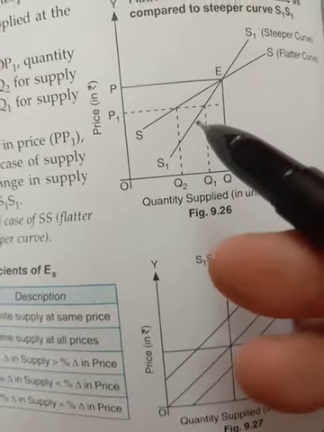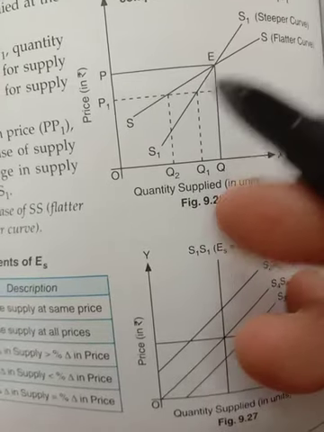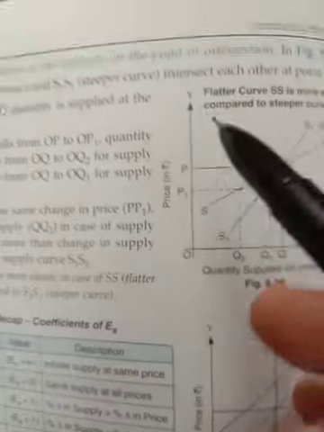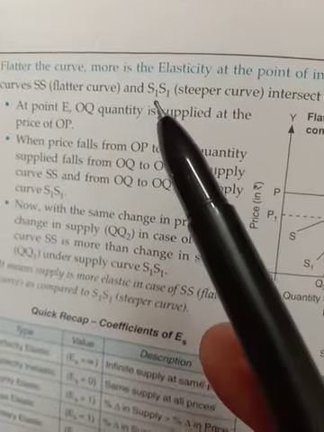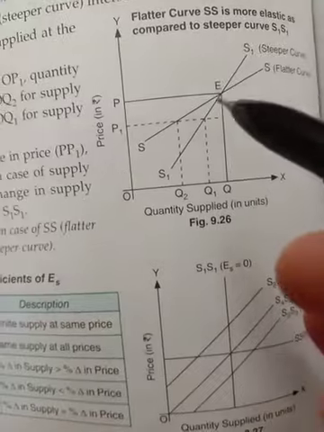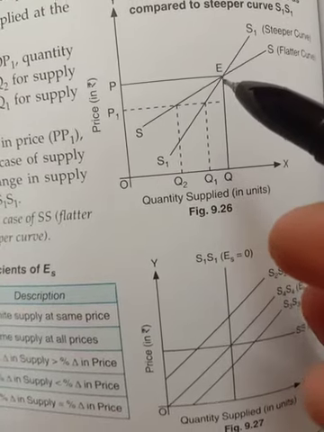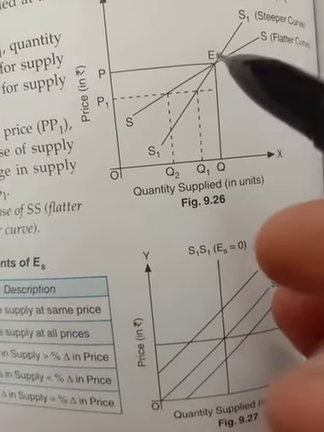So that is why the SS supply curve has a greater degree of elasticity of supply than S1. Again, I am just repeating this point. Here the point is: the flatter the curve, the more elastic it is at the point of intersection. When you compare curves at the point of intersection, you will find that the flatter the curve, the greater the elasticity.